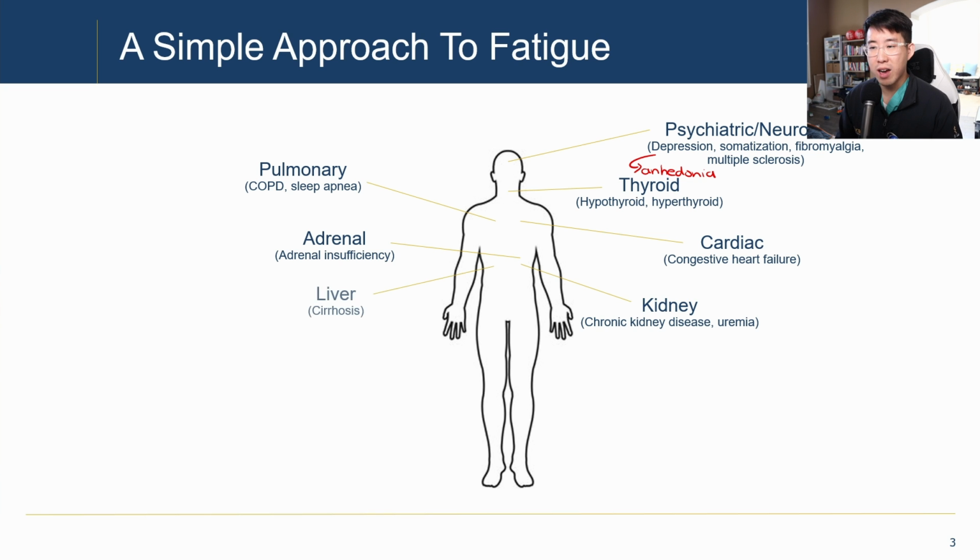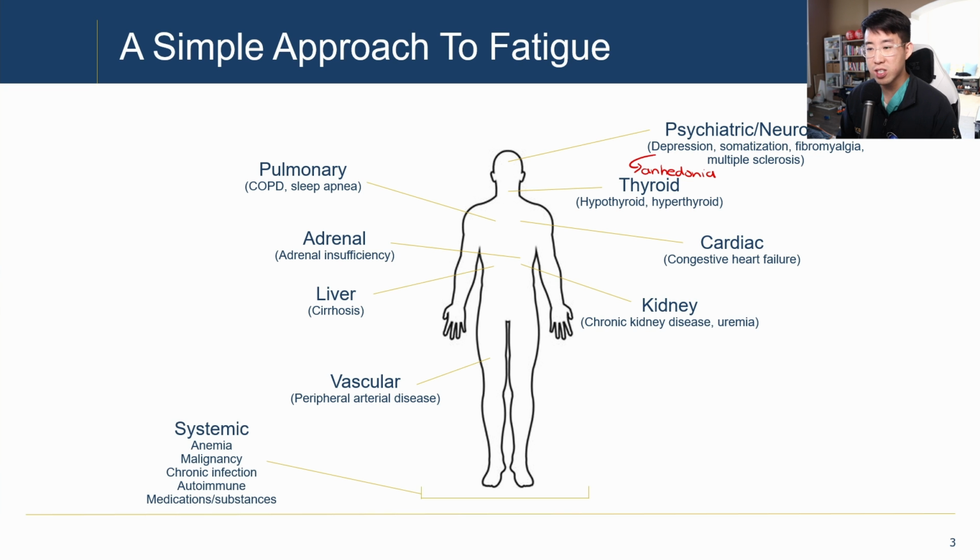In addition, we also have the liver, and patients with cirrhosis have a chronic medical condition that also contributes to fatigue. In the vasculature, you should consider things like peripheral arterial disease, which causes claudication, and patients can feel like they are having fatigue, but really it's a symptom of claudication. Lastly, I wanted to go through this whole system-wide assessment because there are a lot of other etiologies of fatigue. You should consider systemic things such as anemia. Malignancy is another key one. Chronic infection, autoimmune diseases, and medications and substances.